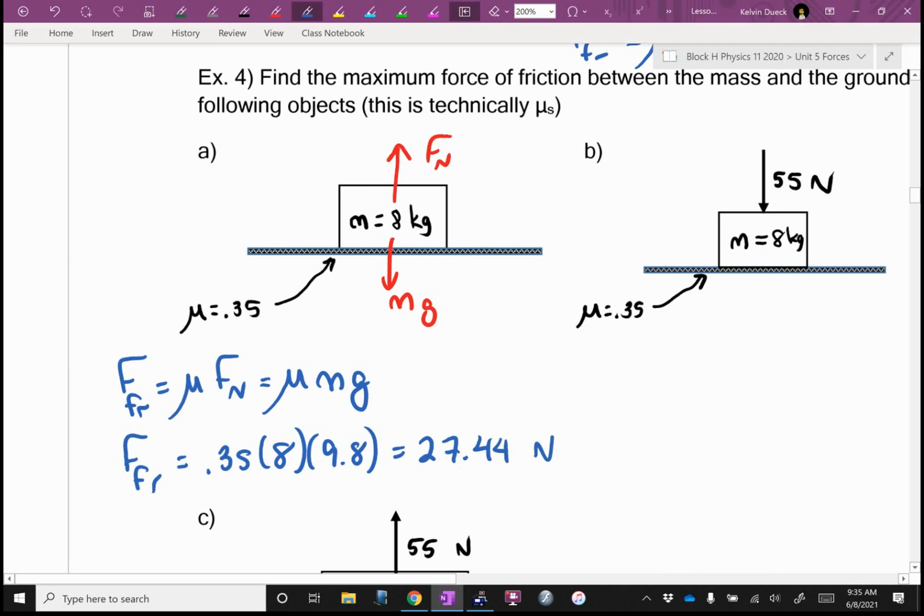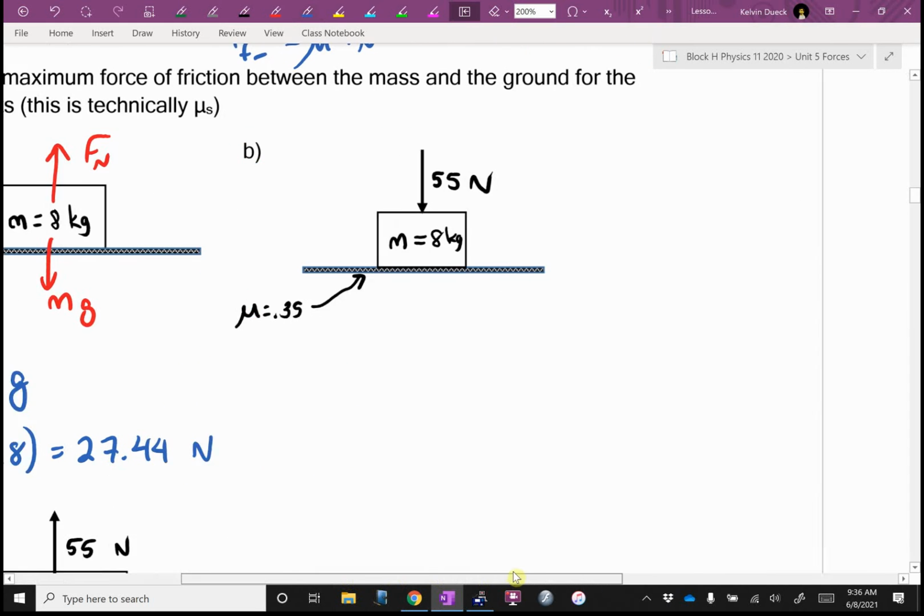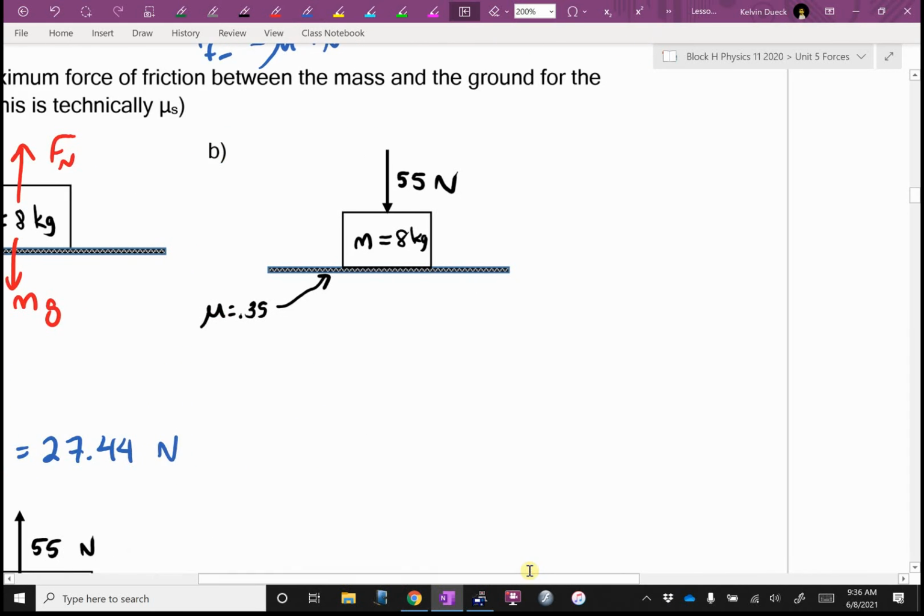What if I pull with 27.3 newtons? This won't accelerate. What if I pull with 27.45 newtons? That's when it'll start to accelerate. Okay. B. How big is the maximum force of friction here? Well, again, this is a good job for a free body diagram. What are the forces acting on this mass? Get the obvious one. What else?